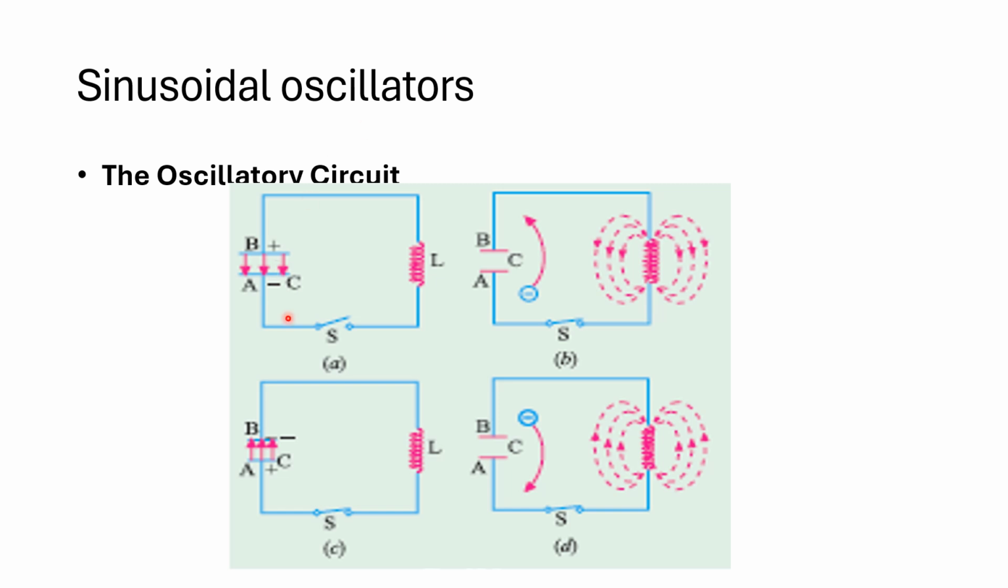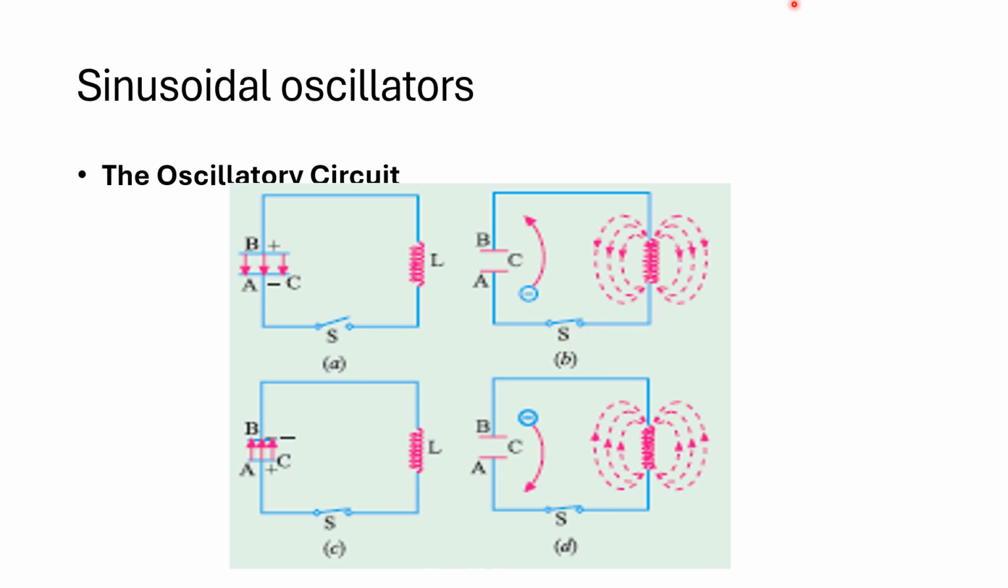In the first figure, let us consider that the capacitor has been fully charged from a specific DC source. Since the switch is open, the capacitor cannot discharge through the inductor. So what will happen the moment we turn on the switch? Let us proceed to figure B.